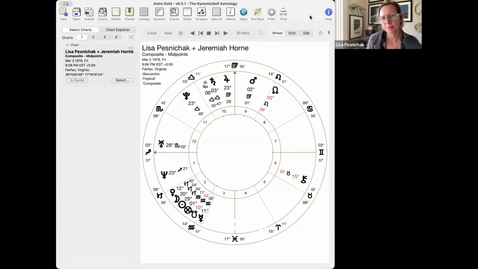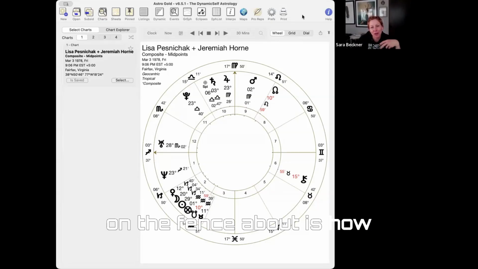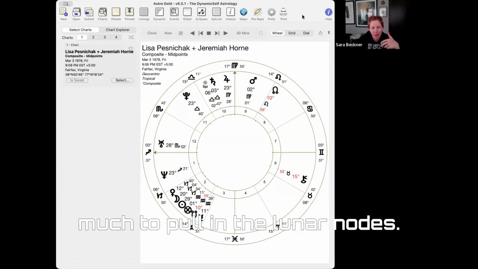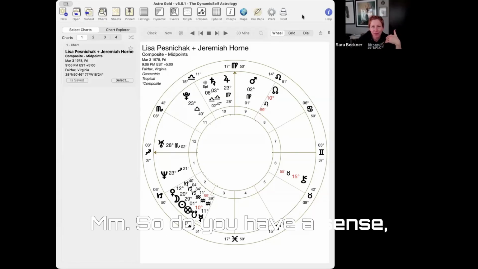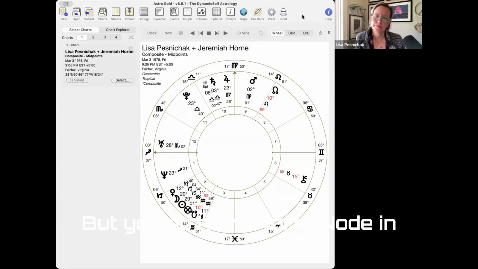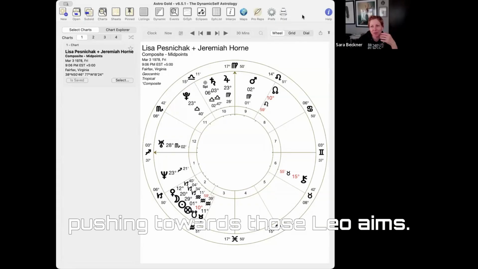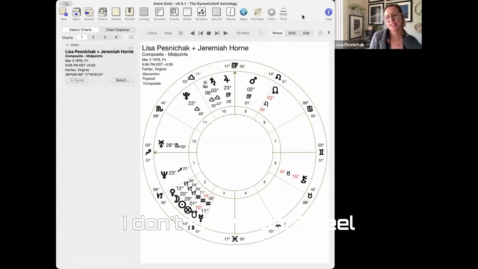Okay, I told you one last question, but I have another question. One of the things that I'm still on the fence about is how much to pull in the lunar nodes. Do you have a sense, because you don't have a ton of fire in this chart, but you do have North Node in Leo? Do you feel that there's some thrust of this relationship that is pushing towards those Leo aims? I don't know. I don't feel the signs in this so much.